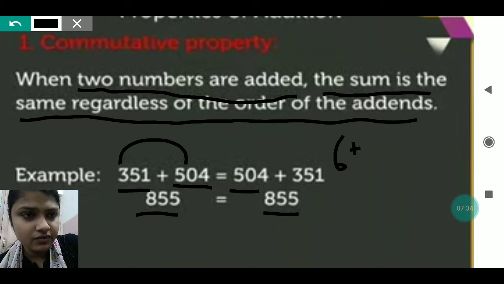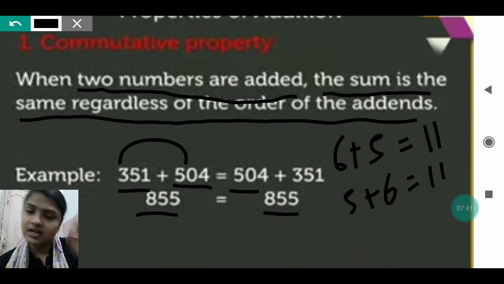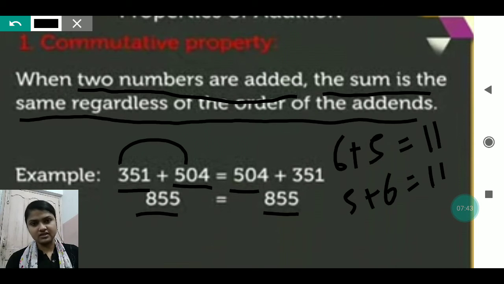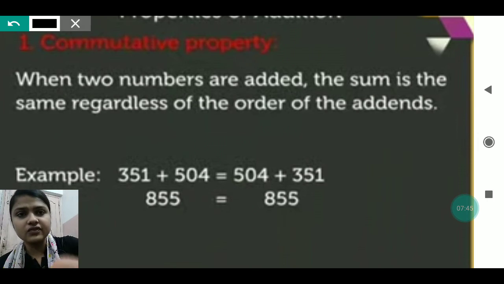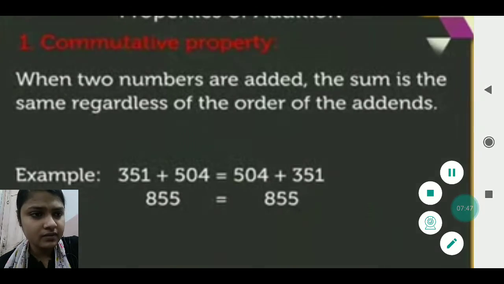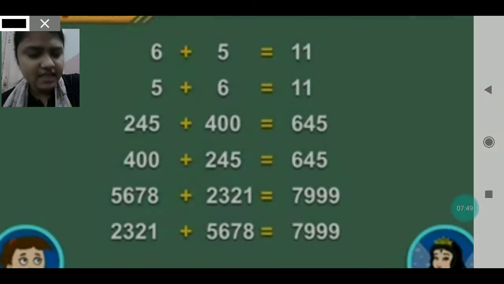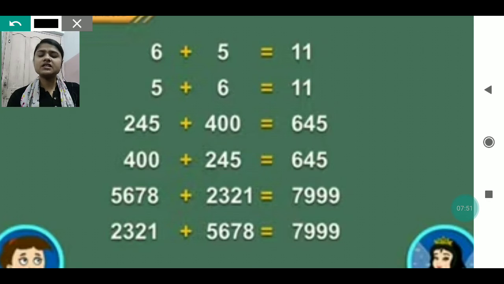If we do 6 plus 5 and we get 11, then if you do 5 plus 6, you will get 11 only. This is what this property is saying. Okay, this was the first property. Let's move on with the second one. You can see the examples which are given. 6 plus 5 will be 11 and 5 plus 6 also is 11, which I have explained to you.